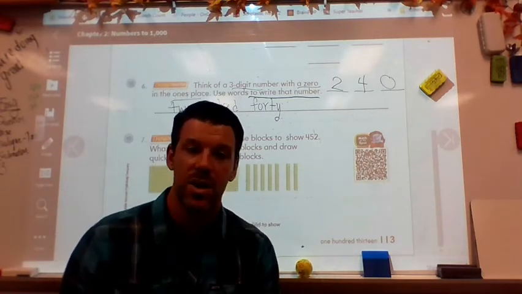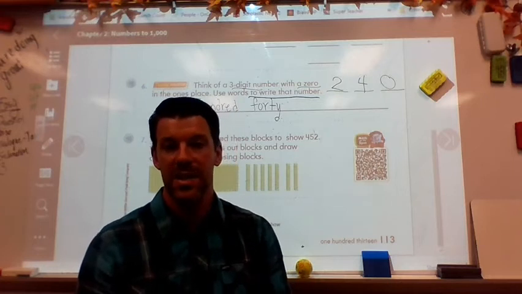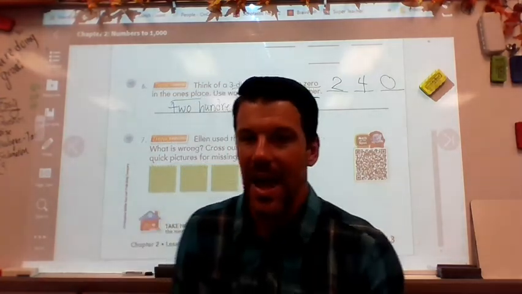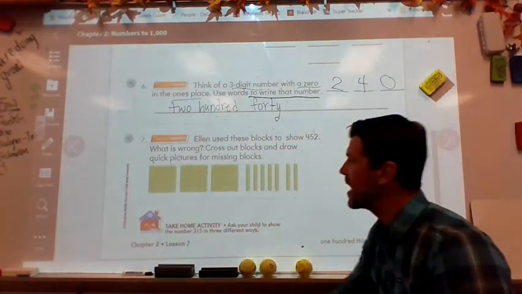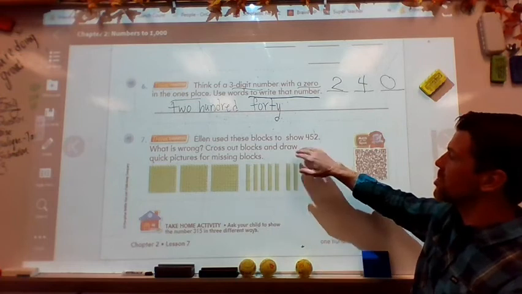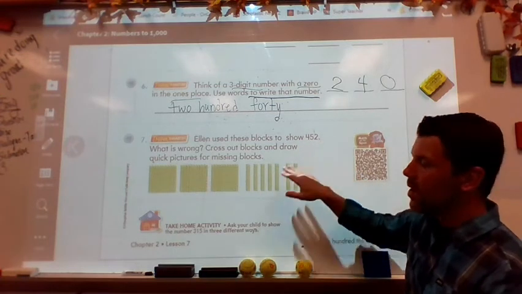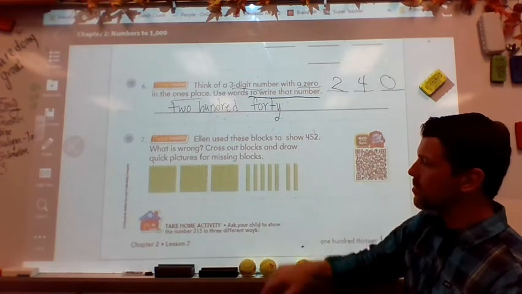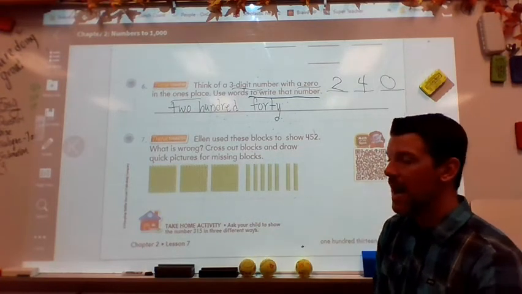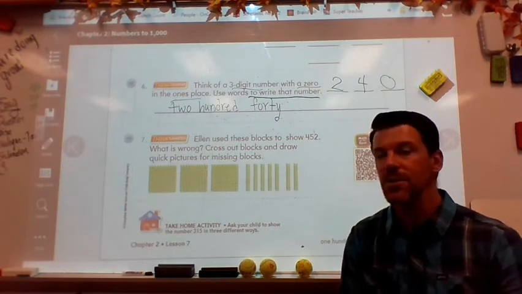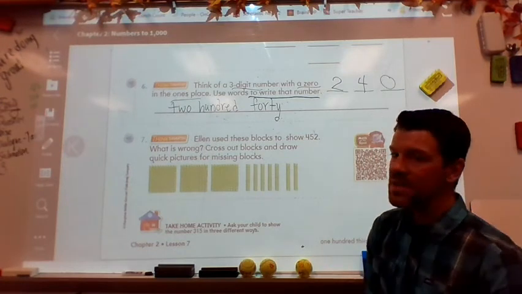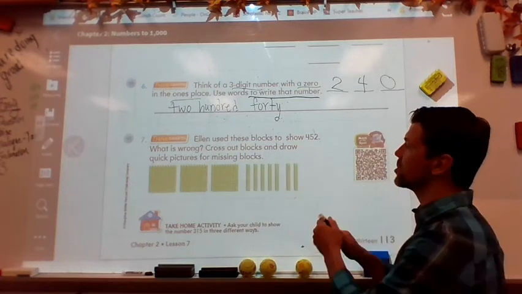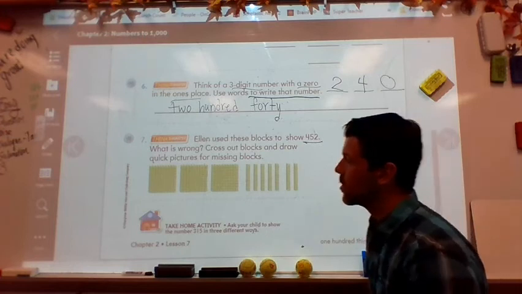All right, now you can watch the Go Math video if you go to Think Central, or you can let yours truly do it with you. So let's look down at the next problem, number 7. It says, Ellen used these blocks to show 452. What is wrong? Cross out the blocks and draw a quick picture of the missing blocks. So the first thing I'm going to do is reread this problem and underline the important information. Ellen used these blocks to show 452.